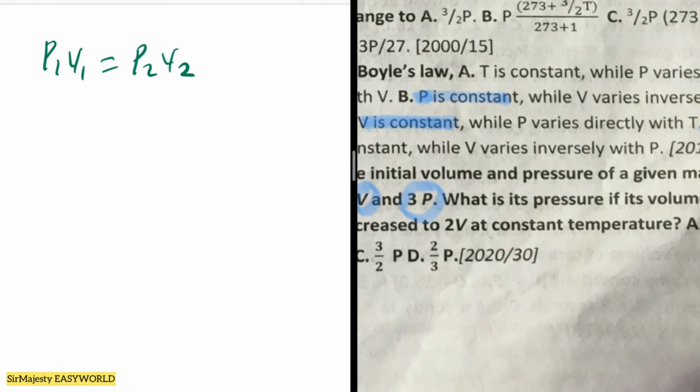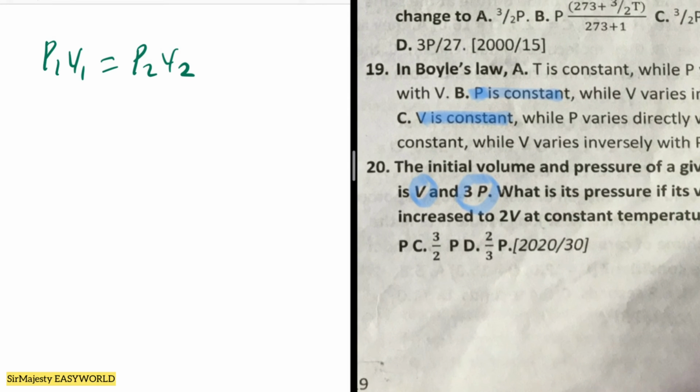So you can even predict the answer without solving, because if volume in this condition is 1 and the pressure here is 3, then making the volume 2 means that volume has increased by 2, which means pressure will decrease by half, which means you say half of 3, which is going to give us 3 over 2 in the whole scenario. But let's solve and see. It's going to be option C, that's 3 over 2 P.